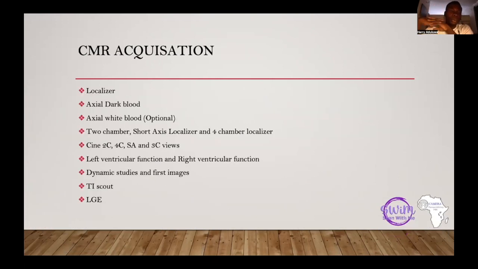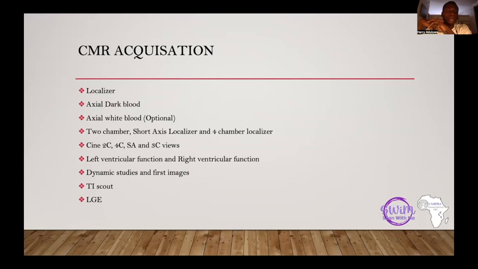Okay, yeah, steps to acquisition of image. Don't worry, I'm going to show you one or two images. Most of you are probably thinking, oh, is it going to be showing us words alone? Don't worry, I'm going to be showing you one or two images, but either way, there are steps to acquisition of images during cardiac MRI.